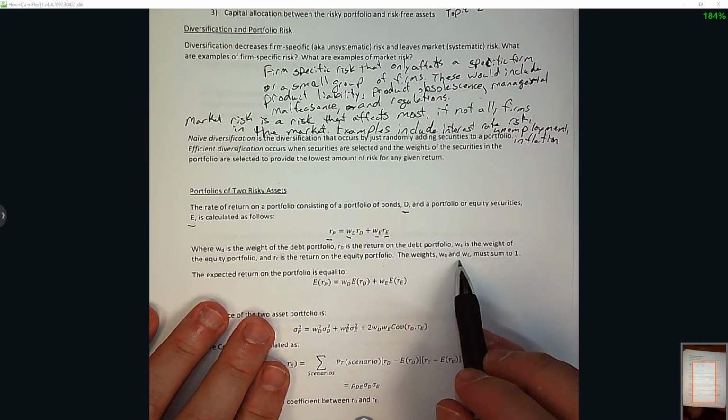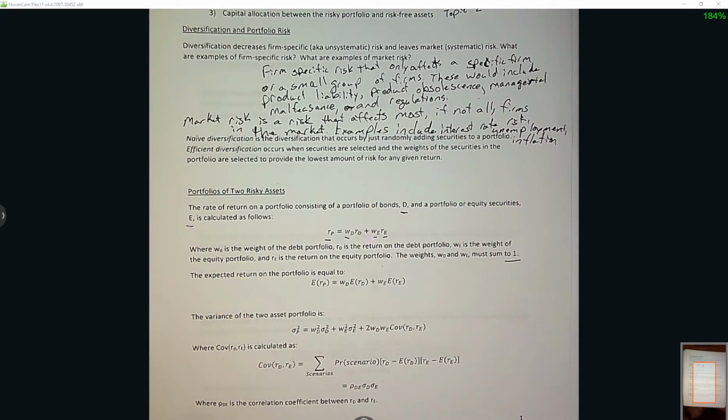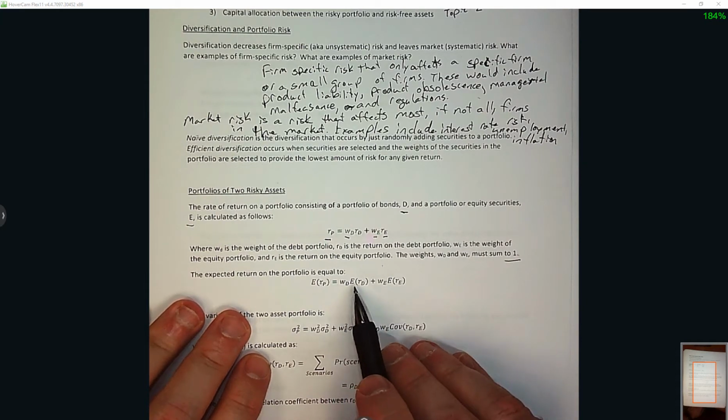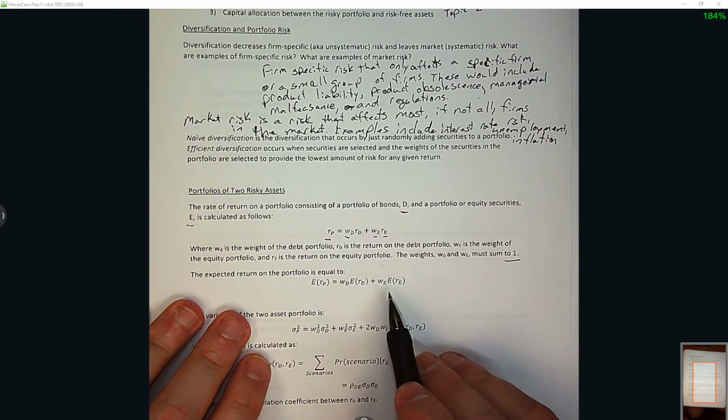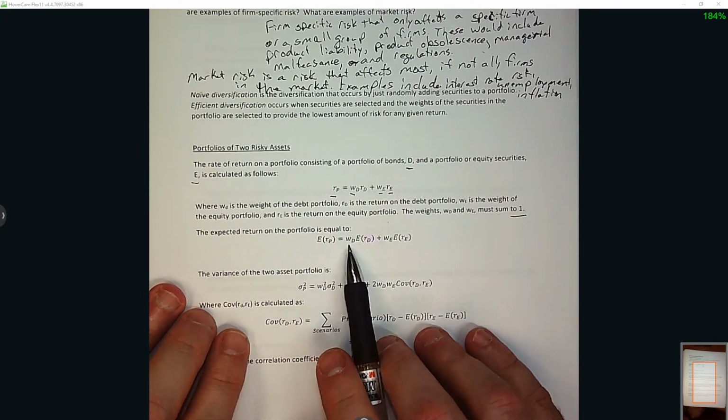The weights WD and WE, the sum, must equal 1. So this represents all of our wealth. We're going to, in this case, choose between putting it in debt or equity. And really, it doesn't matter. We could call that investment 1 and 2, investment A or B. In this case, I just referred to them as debt and equity. But it doesn't matter what those investments are. There's nothing special about debt versus equity in this case. The expected return on the portfolio is equal to the weight of D multiplied by the expected return for D plus the weight of E multiplied by the expected return for E. So that's a pretty straightforward calculation.